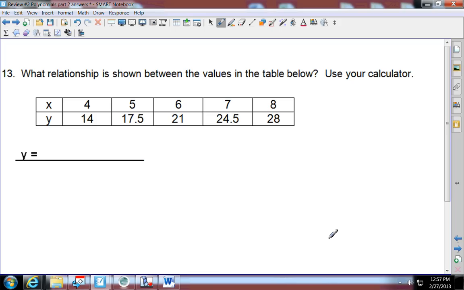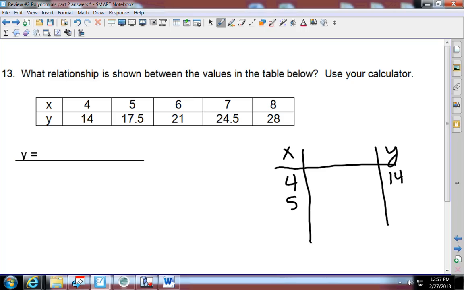Number 13, it says, write what relationship is shown between these values in the tables below. Now, when it's written like this, I have a hard time doing delta y and delta x. But I'm going to change my table and move it this way. I've got x, then y. Let's see, 4 and 14. 5 and 17.5, 6 and 21. Okay, I'll leave it like this.